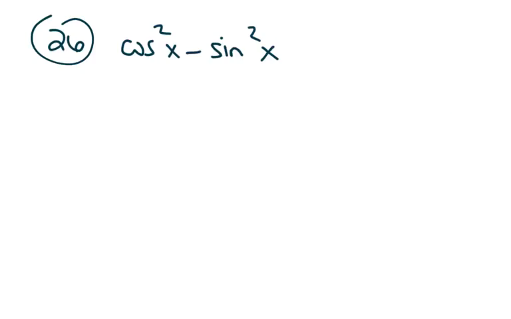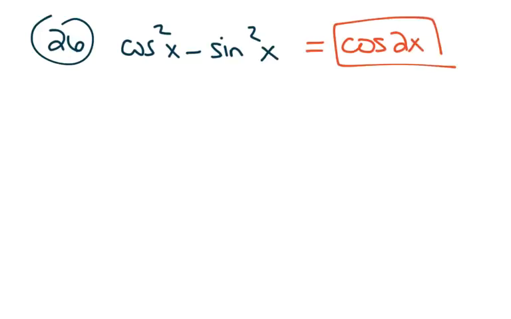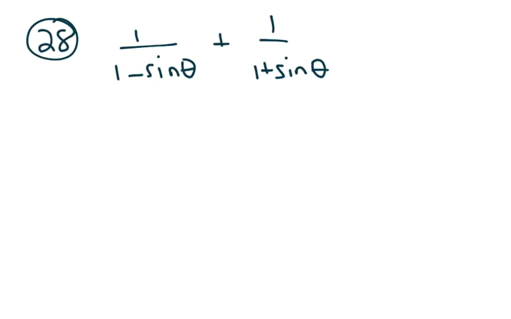Number 26 asks you to simplify the expression into one trig function. However, you can't convert cosines and sines. It turns out that this is the same as the double angle for cosine, so I'm not sure if that was the intention of the problem. Number 28 also wants me to simplify the expression into one trig function. Since the denominators are not the same, we're going to do our little multiplying process.